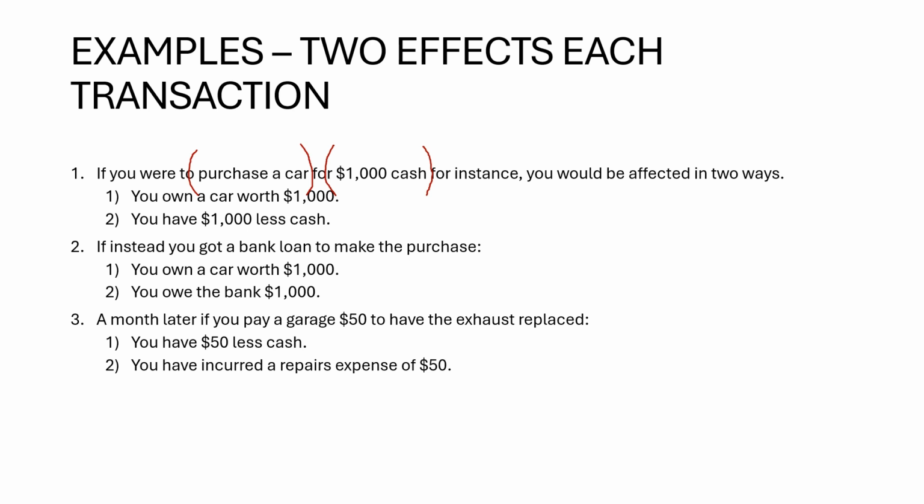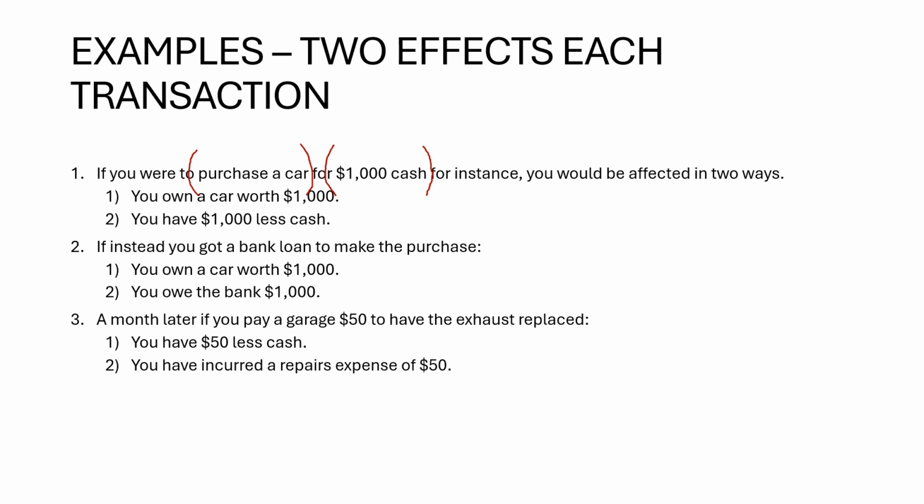The increase in an asset, the car, is a debit, and then the decrease in cash, another type of asset, is recorded on the credit side. The second example: if instead the car is purchased on loan, not purchased by cash, there are some similarities. The first one is still a car being purchased, so it's an asset recorded on the debit side. The second one is a liability because it's a payment in the future.